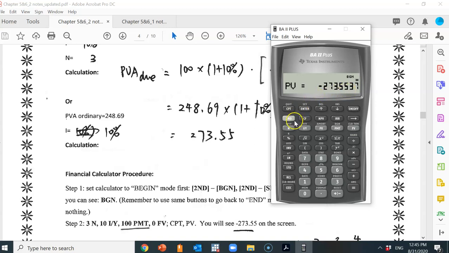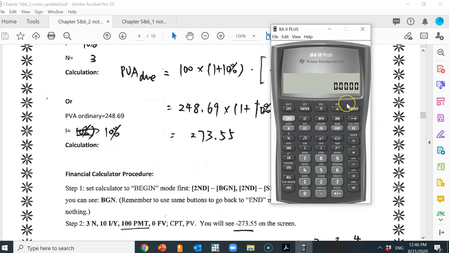Okay, and again, after you work on this question, you see a BGN mode. We always want to switch it back to the END mode, because that's more often used. In case you forget, when you start working on the next question about ordinary annuity, I would suggest that every time after you work with annuity due, you change back to END mode, the default mode, by pressing second begin, second set, second quit. Okay, nothing is on the screen for now.